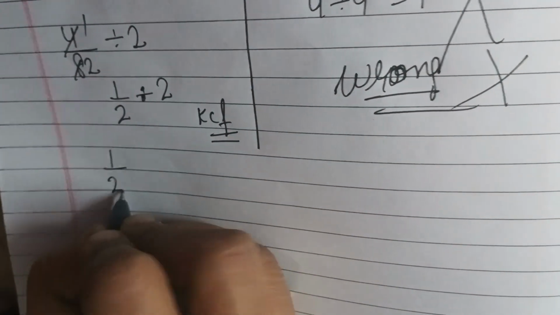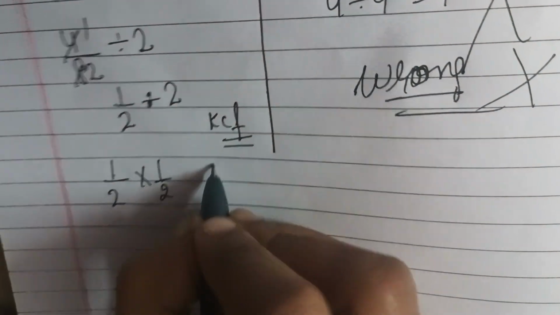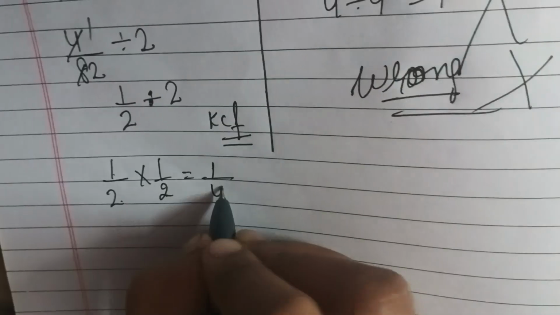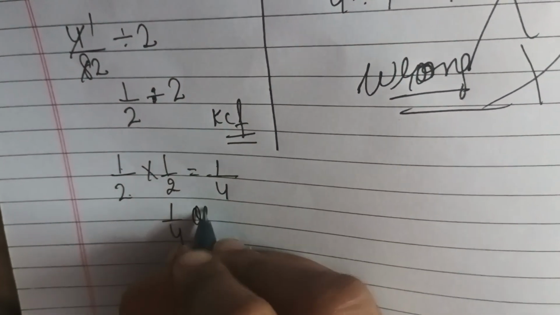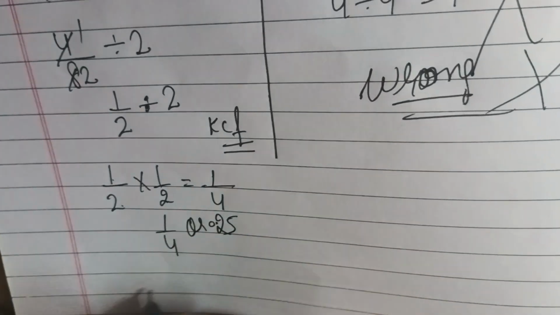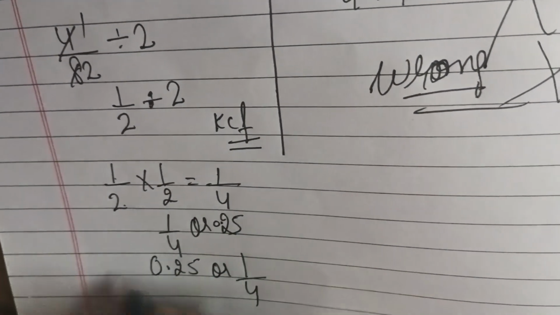So we'll be having 1 by 2 into 1 by 2, which becomes 1 ones are 1 and 2 twos are 4. So our answer will be 1 over 4 or 0.25.